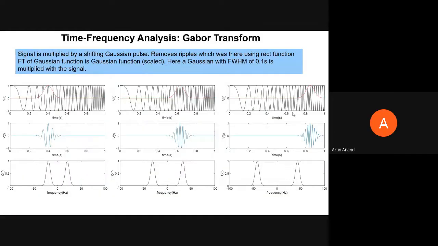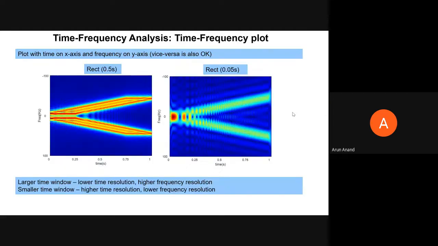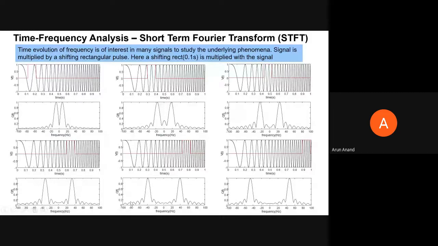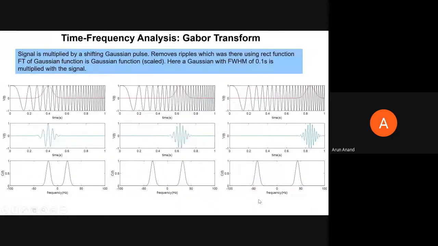Now there is a better way to do this. When you use a rectangular window, you can see a lot of side lobes in the spectrum, the lobes after the main peak. These can be suppressed if, instead of a rectangular window, I use a Gaussian window. Using a Gaussian window for time frequency analysis is called a Gabor transform. See here, the spectrum is pretty smooth, and there are no side lobes.